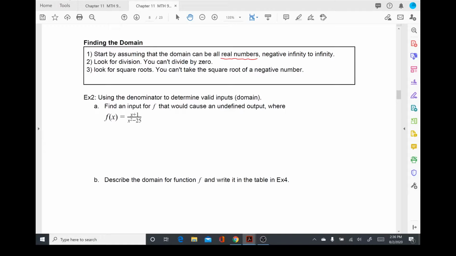Then there's a few things that don't really work very well in math, and the first one is that you cannot divide by 0. So if your function has a division symbol, and if you look below that one does, you have to think about what x values could cause a 0 to occur in the denominator, because that is not allowed. Then you want to look for square roots.